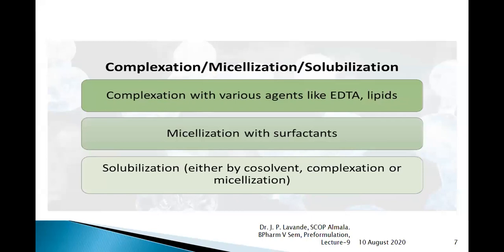The next method is complexation, micellization, and solubilization. Particularly the process of complexation consists of the use of various complexing agents like EDTA and lipids. What these agents do is shield the API, and thus they prevent the hydrolysis of the active pharmaceutical ingredient. The second is micellization with the help of surfactants. The surfactants form a shield surrounding the active ingredient, and thus hydrolysis of the active ingredient is prevented.